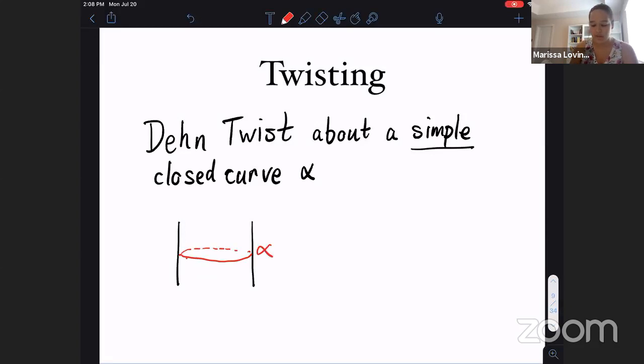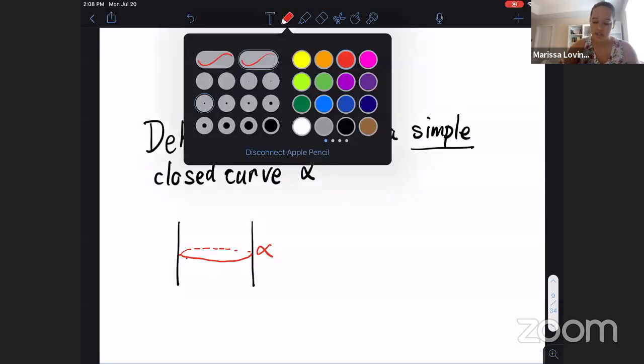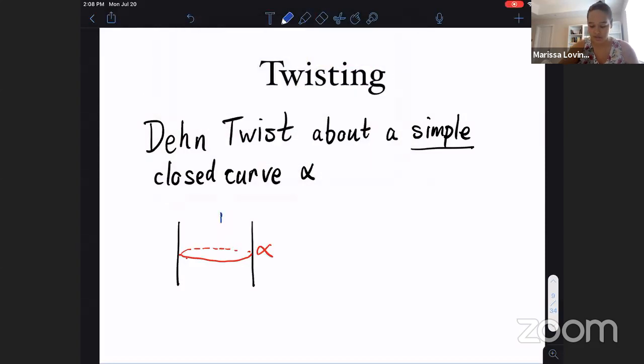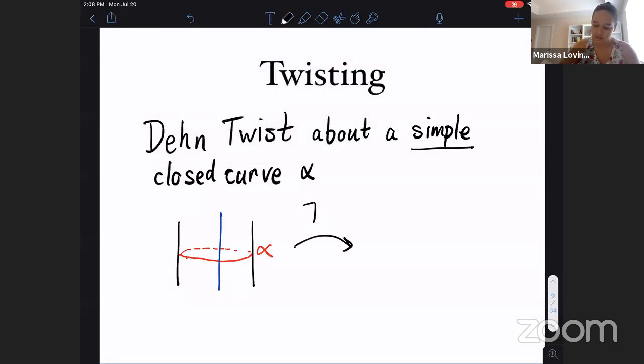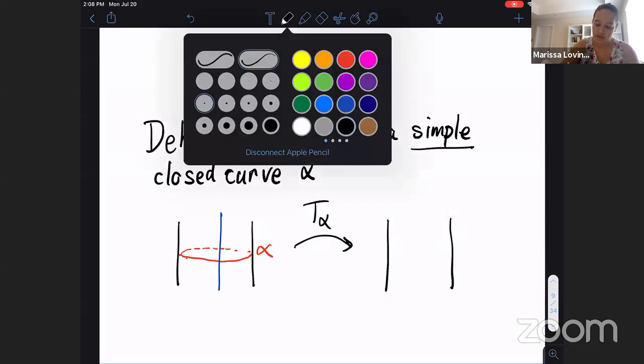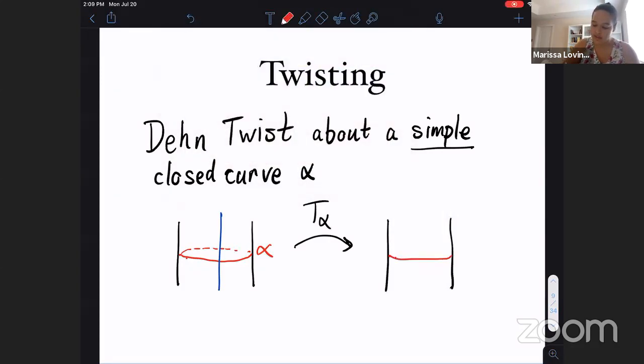And so for a twist about alpha, what I'm going to do is cut my surface open along alpha, twist by 360 degrees, and glue it back together. That doesn't look like much if you don't have any other curve marking what this action is doing. So let's take a blue curve and do this twist. I'll denote this twist by alpha. And what does it do? Again, my red curve stays fixed, right? I cut open and then I glued right back. So my curve alpha stays fixed.